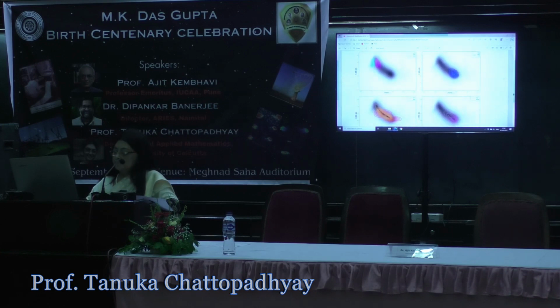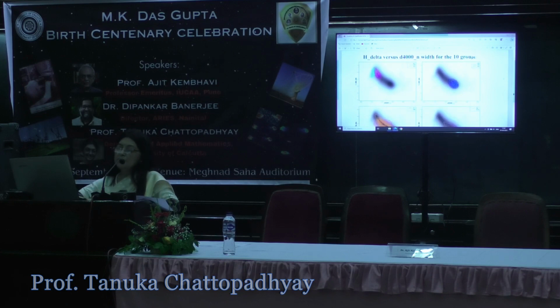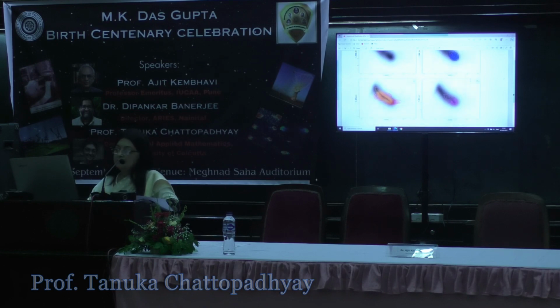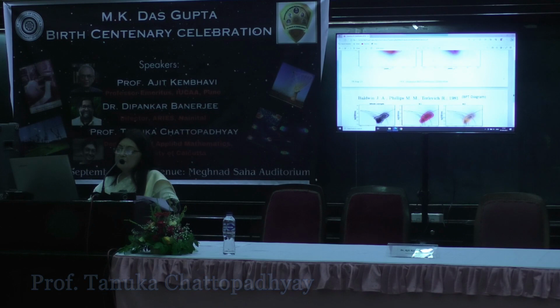And also we have computed H delta. H delta is the Balmer line, versus D4000. You see from the diagram, when the H delta is large, D4000 is small, width is small. That means they are young galaxies. And in some galaxies, when the D4000 is large, then H delta is small. So they are older galaxies. So in this way, we study the different physical properties of the galaxy.